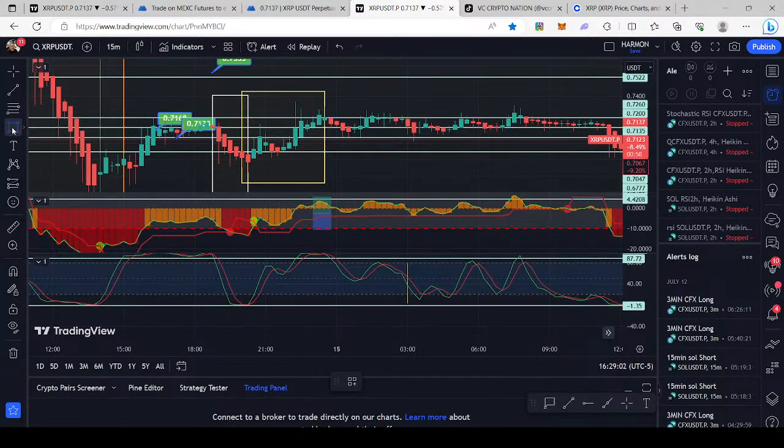The platform, guys, that we're using is a free platform. You don't have to pay for TradingView. So if they ask you to sign up and pay for TradingView, don't pay. Do the free version, right? Because you guys don't need more than 3 indicators to be successful.